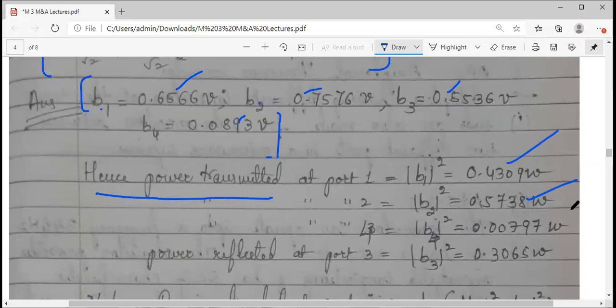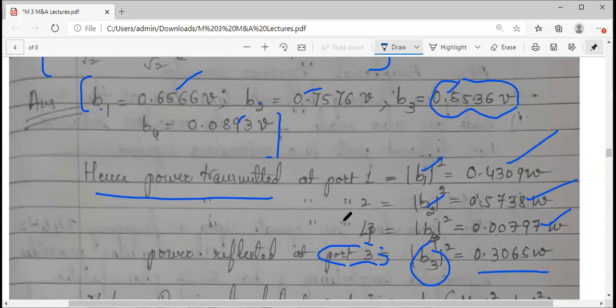Port 1, port 2, port 4 also, because at port 3 we are applying the input, so at port 3 we will call this the reflection, because the port to which you are applying the input, that port definitely from that we will be getting the reflections, but for remaining other ports they will be acting as the output voltages. So B3 will be the reflection. B3 is 0.5536 square. So if you 0.55, yes. So you will get this. You try to verify the answers.